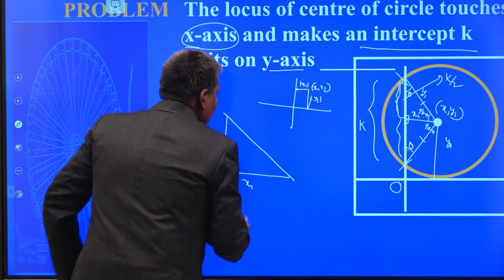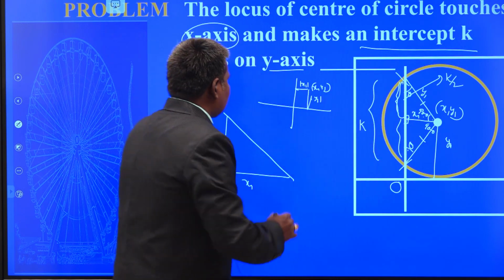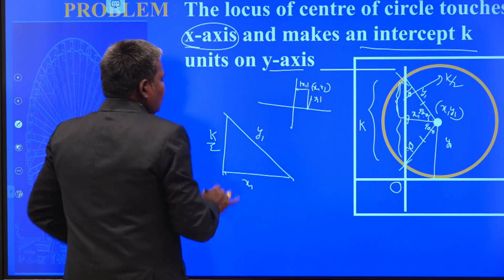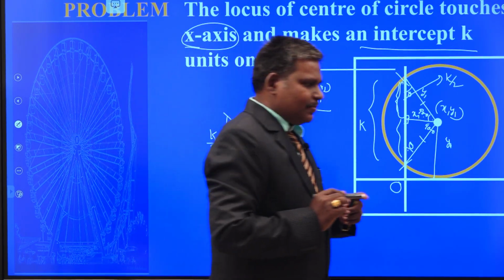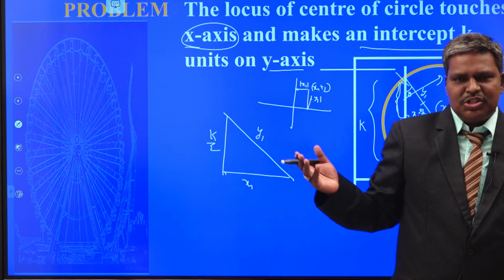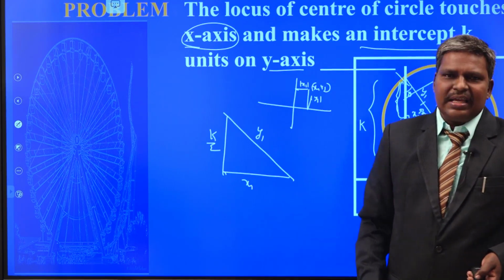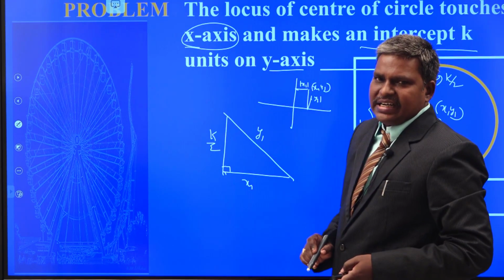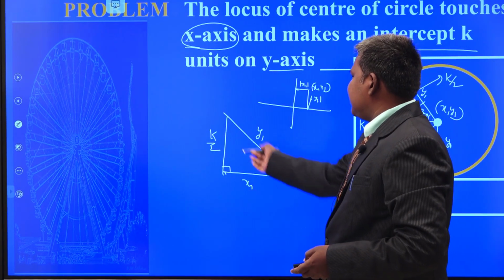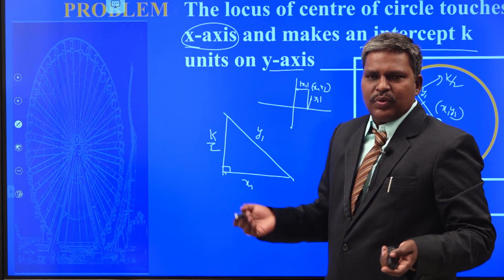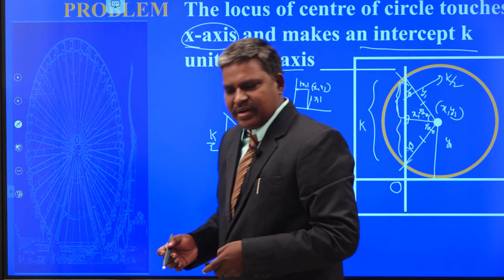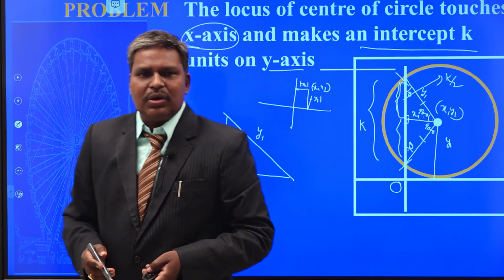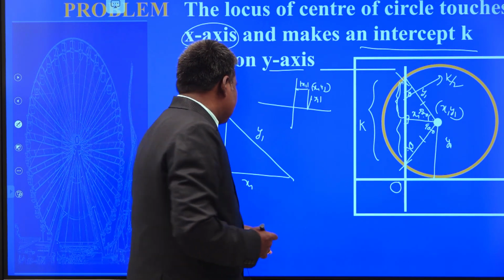Now, what is the radius of the circle? Once you identify this figure or diagram, your job is to form the right angle triangle with all sides. This is the right angle at this point. Side square plus side square is equal to hypotenuse square. We obtain the condition on x1 comma y1. From that you can write the locus of x1 comma y1 very easily.